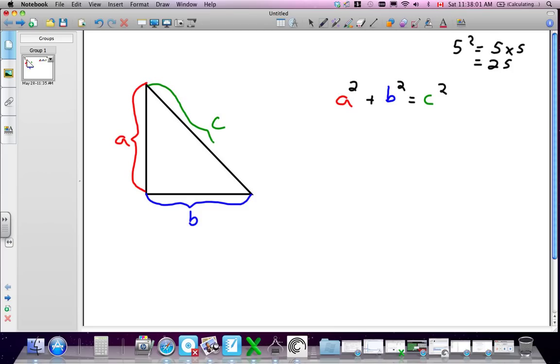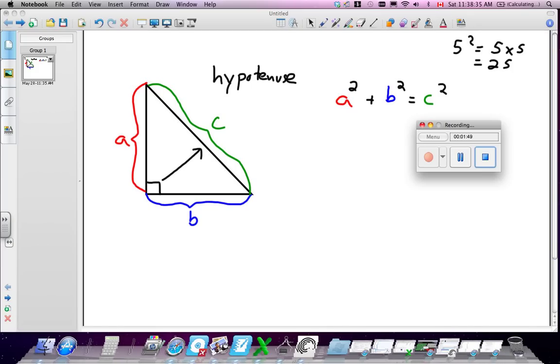Now, what's very important is there's a right angle. This only works with right angle triangles. Where is the right angle here? Bottom corner? Yep. Okay. C is the opposite side of the right angle. That's called the hypotenuse. You ever learned that before? So, that's called the hypotenuse.